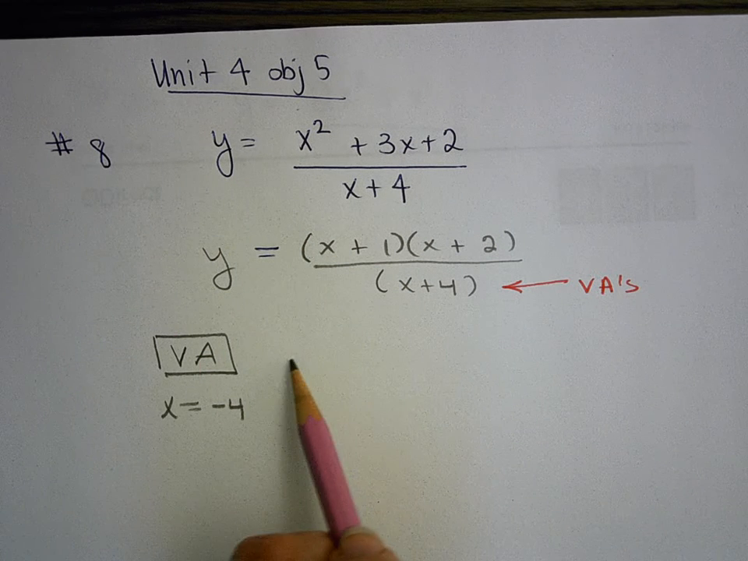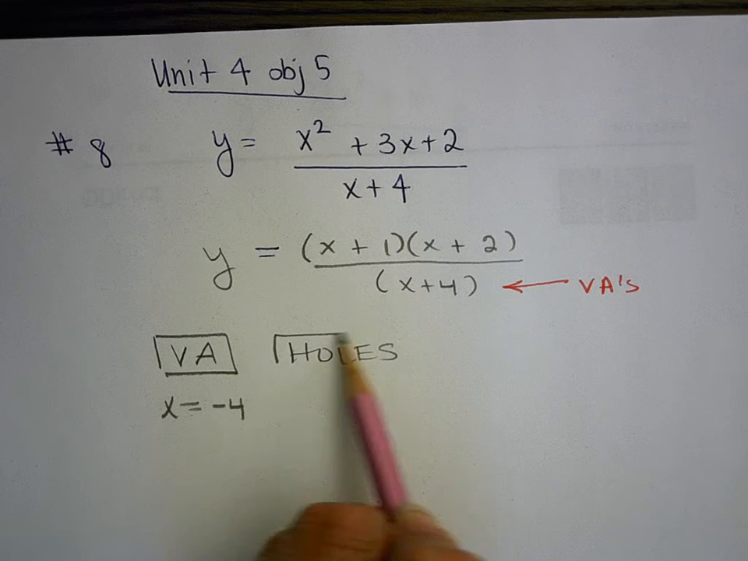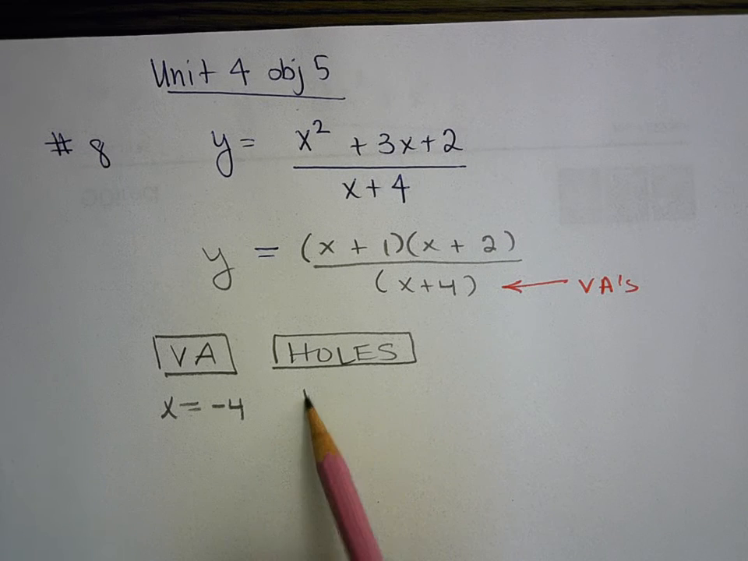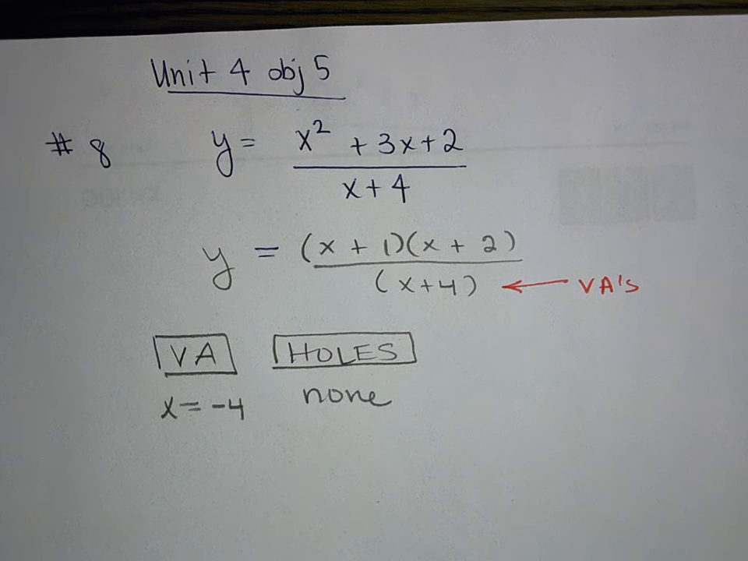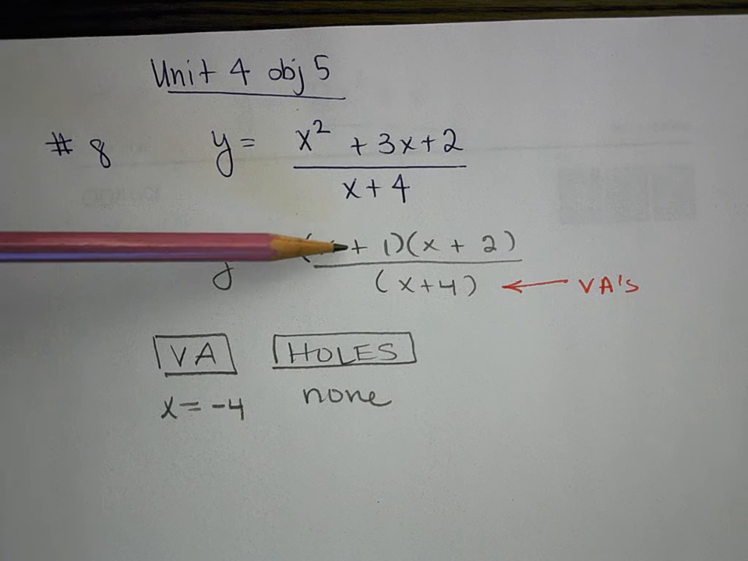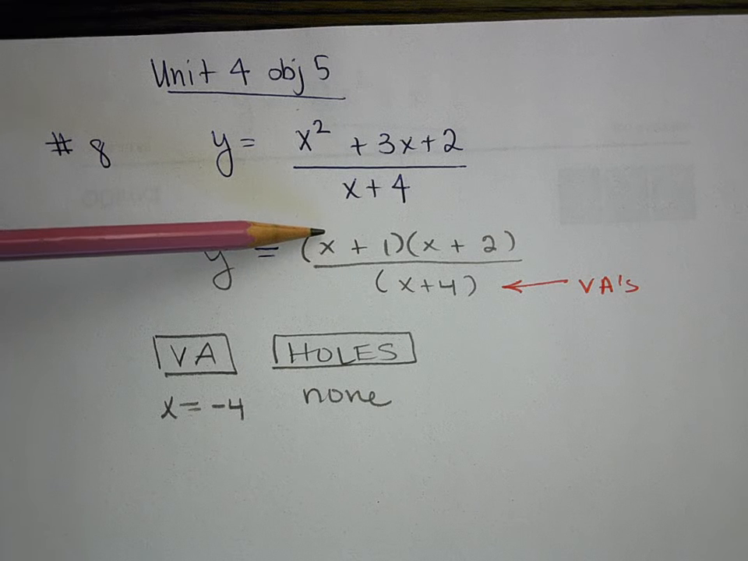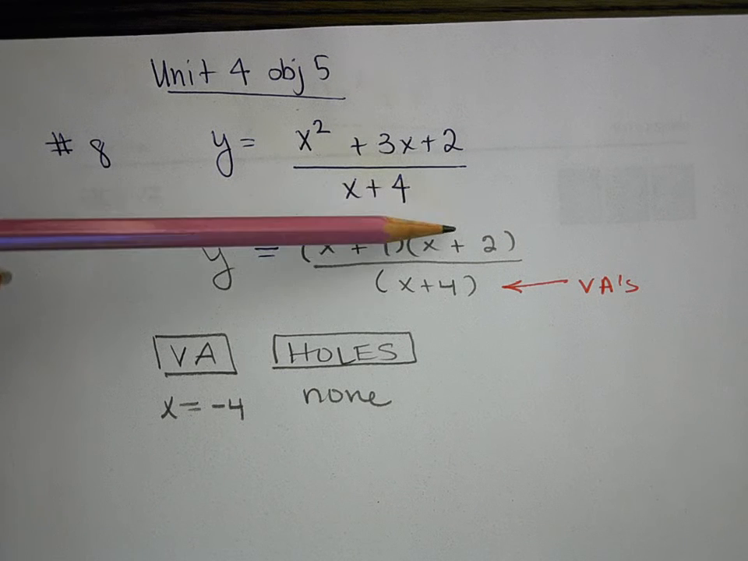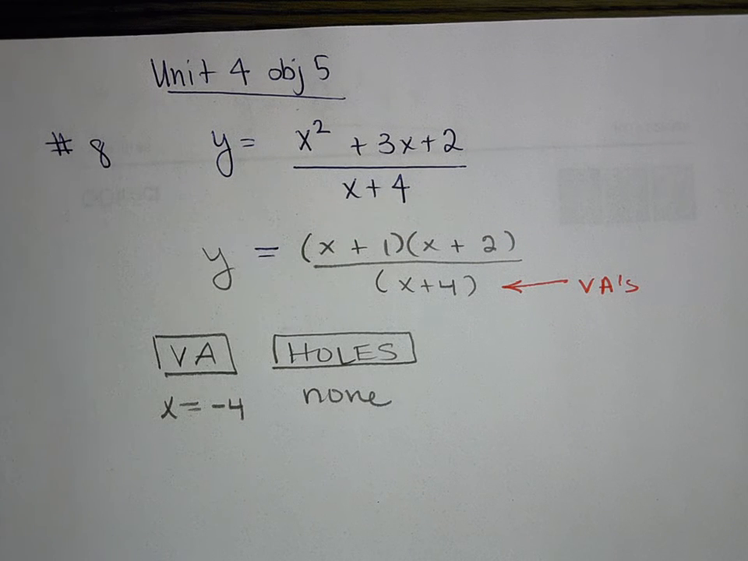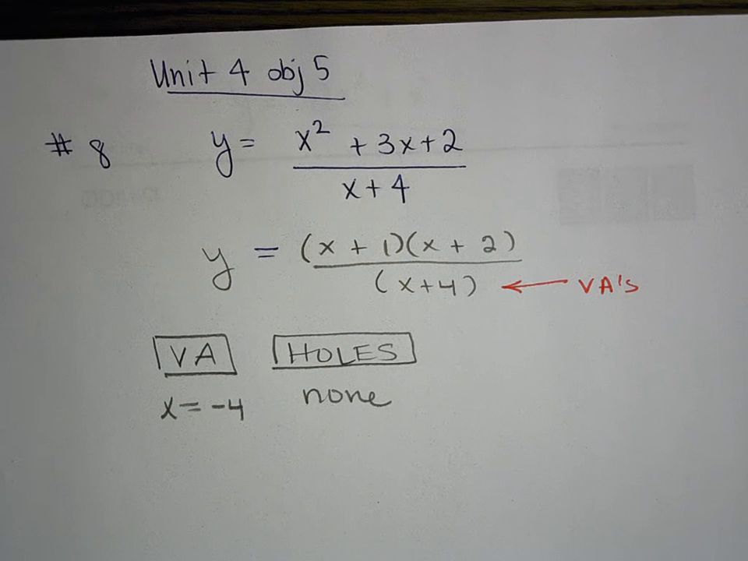And then for the holes, I would have none. And the reason I have no holes is because nothing canceled. So like if this was an x plus 4, then that cancels, so I would have a hole at -4. Or if this was an x plus 4 here, that canceled, I would have a hole at -4. So there's no holes because nothing cancels.